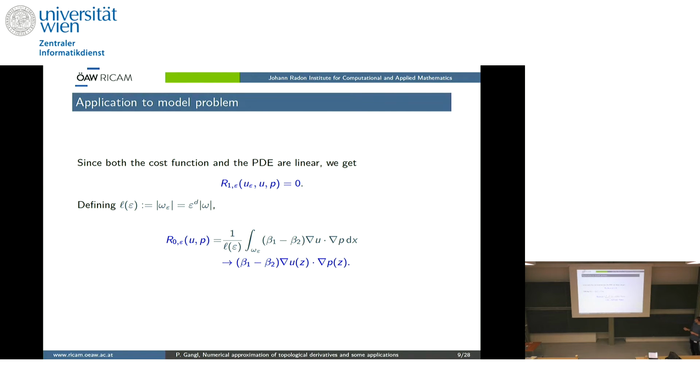So R0 would look like something like this, an integral over the inclusion of gradient u times gradient p, divided by the volume of the inclusion. That, by an application of the mean value theorem, just gives the point evaluation of gradient of state and adjoint, which is this term. And of course, I should mention that we always assume that we have enough regularity such that these point evaluations exist.